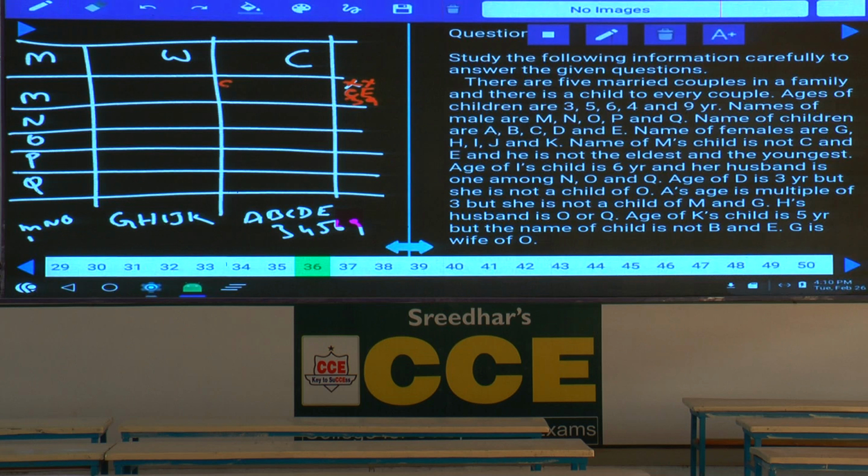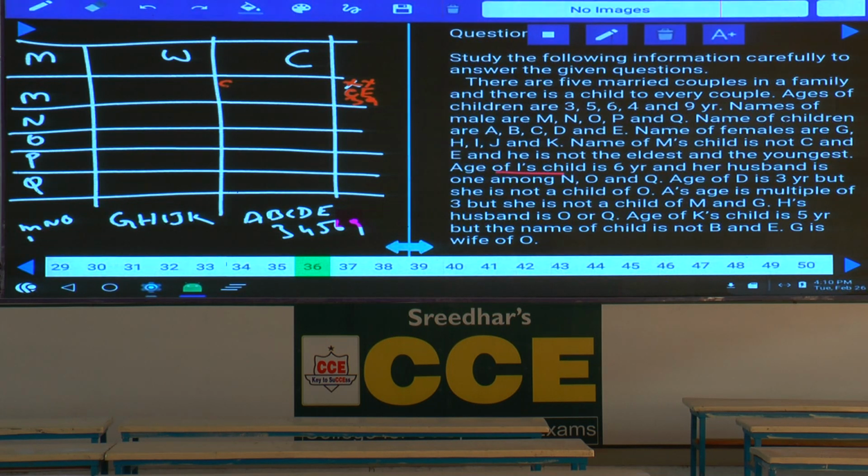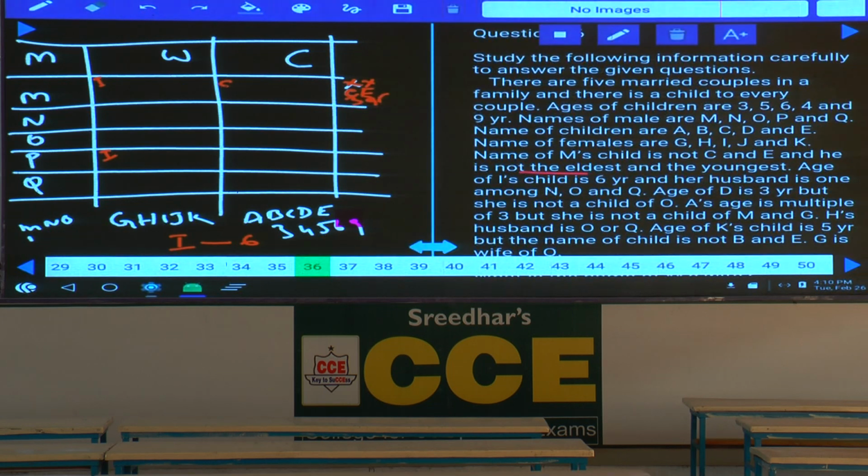Next one. Age of I's child is 6 years. And her husband is one among N, O, Q. Hence, I cannot be at this place. I cannot be N, O, Q. Which implies that 6 cannot be at this place. Are you following or not? 3, 9, 6 cannot be here. Hence 4 or 5 must be here. Then I's child, and her husband is one among N, O and Q.